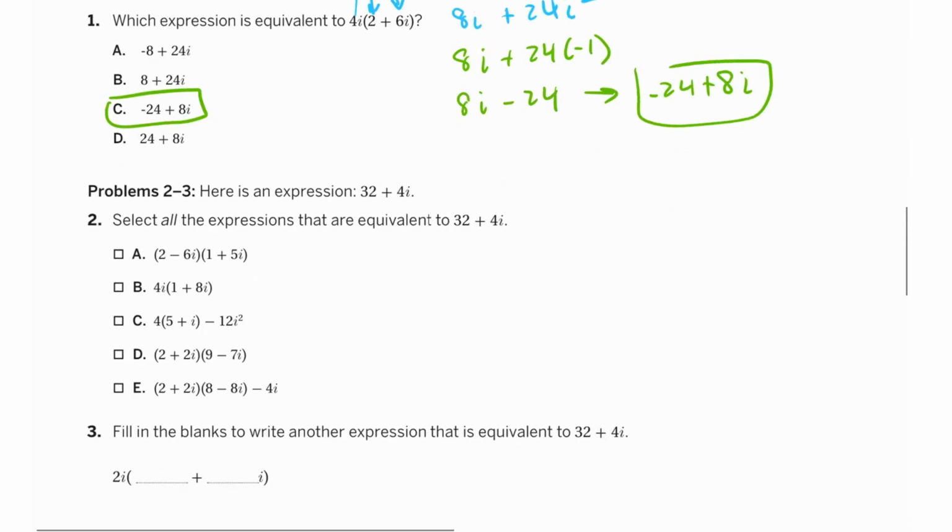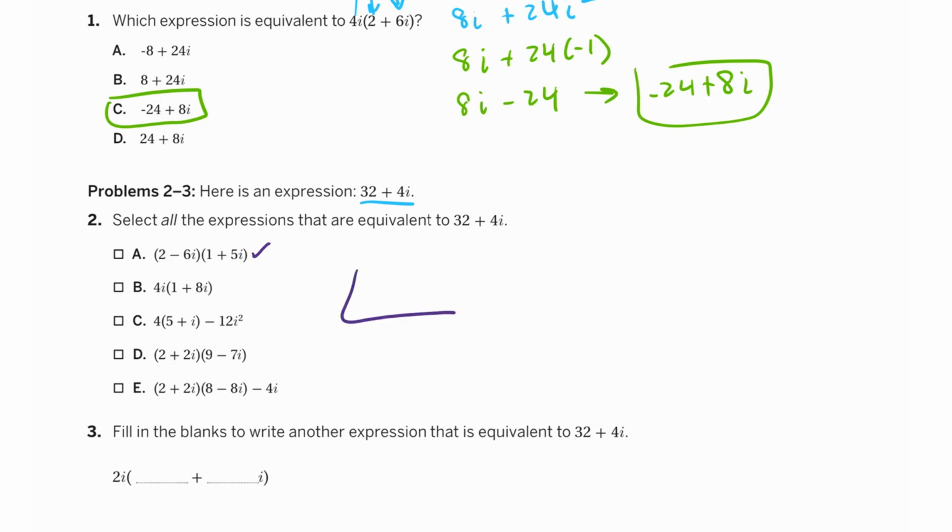Problems 2 and 3, we're going to be using the expression 32 plus 4i. So for number 2, select all the expressions that are equivalent to 32 plus 4i. So we're going to have to go through each of these to multiply out and see if they are equivalent. So for A here, I'll go ahead and do some different colors.